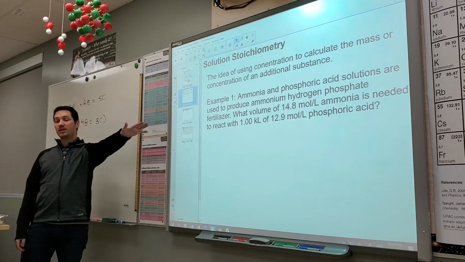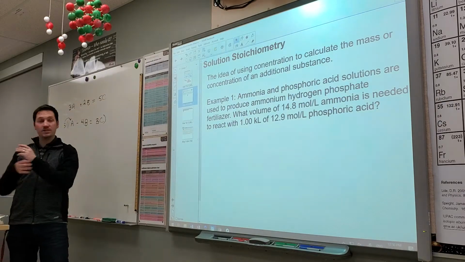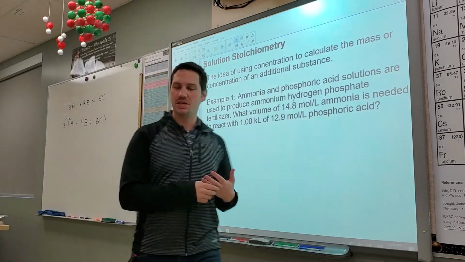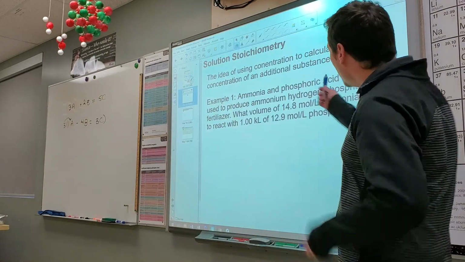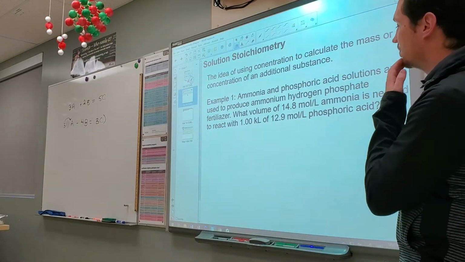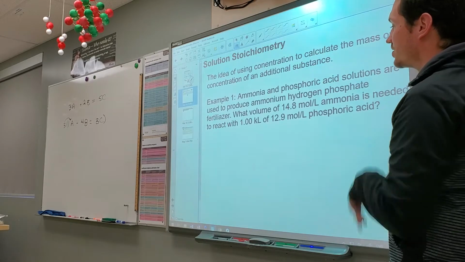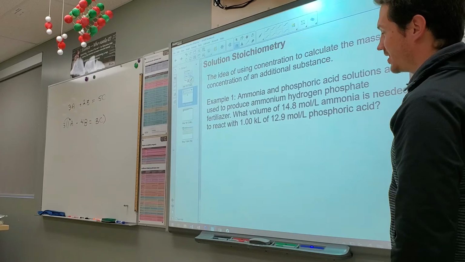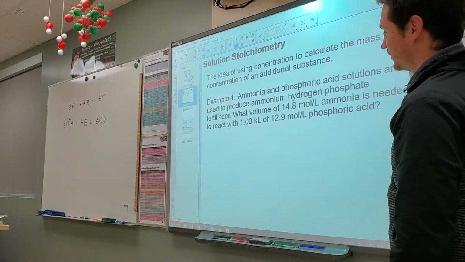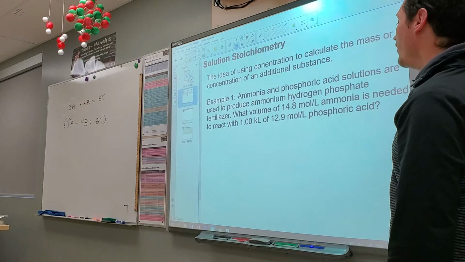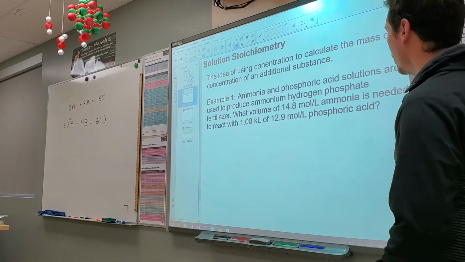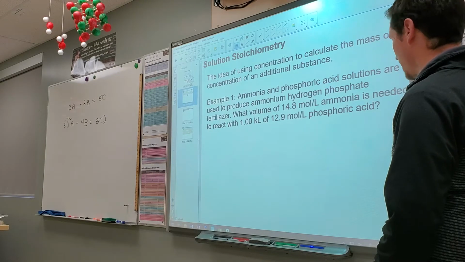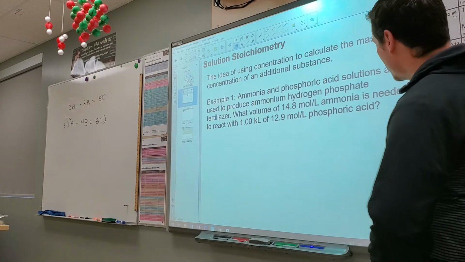So solution stoichiometry is the idea of using concentrations and volumes to calculate the mass or the concentration or whatever of an additional substance. The first one: ammonia and phosphoric acid solutions are used to produce ammonium hydrogen phosphate fertilizer. What volume of 14.8 moles per liter ammonia is needed to react with 1 kiloliter of 12.9 moles per liter phosphoric acid?